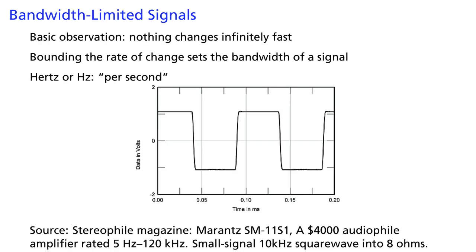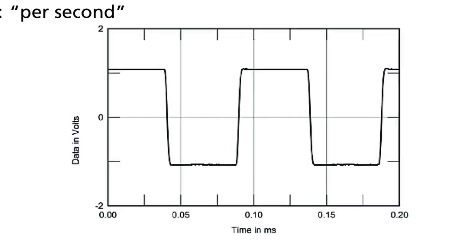The basic observation is that nothing changes infinitely fast, including sound pressure waves. Realistically, you can always bound the rate of change, and this is essentially limiting the bandwidth of a signal. Typically, you talk about the bandwidth as being a maximum frequency in hertz, meaning per second. Here's an example of this.